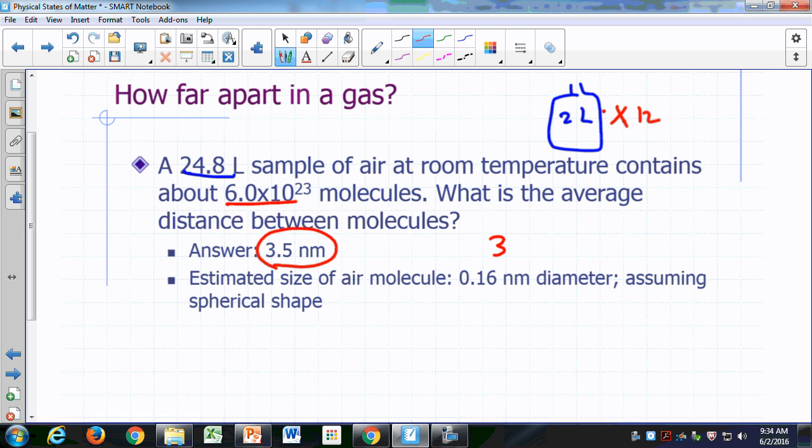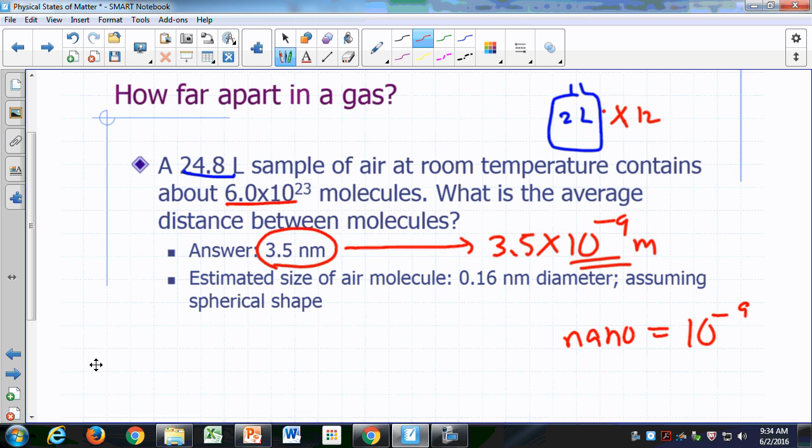What is a nanometer? A nanometer is 10 to the negative 9. So the prefix nano means 10 to the negative 9. So 3.5 nanometers, that's 3.5 times 10 to the negative 9 meters.